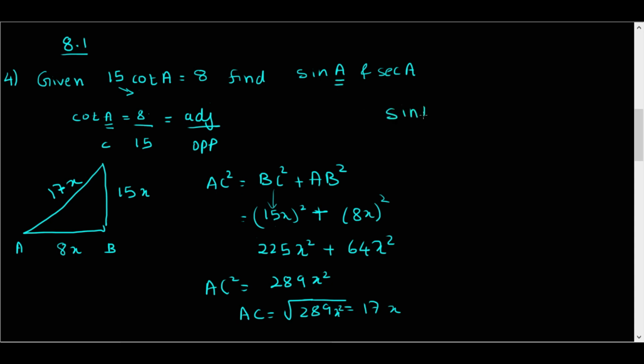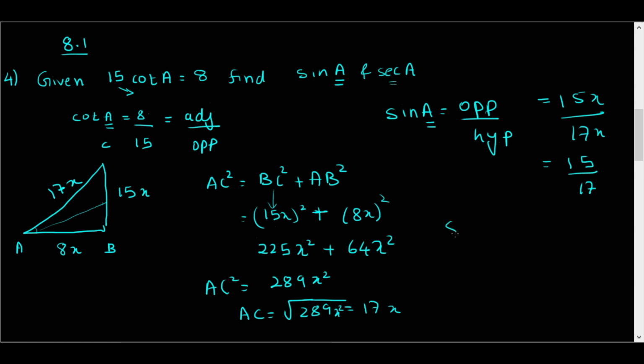Sin A is given as opposite side by the hypotenuse. Opposite side and hypotenuse with respect to angle A. So the side opposite to angle A is 15x and the hypotenuse is 17x. So this ratio sin A would be 15 by 17.